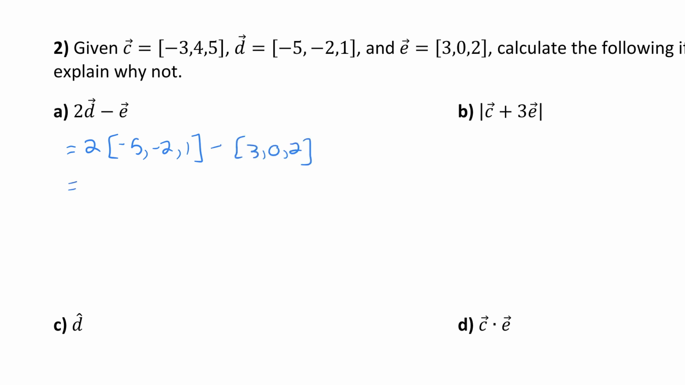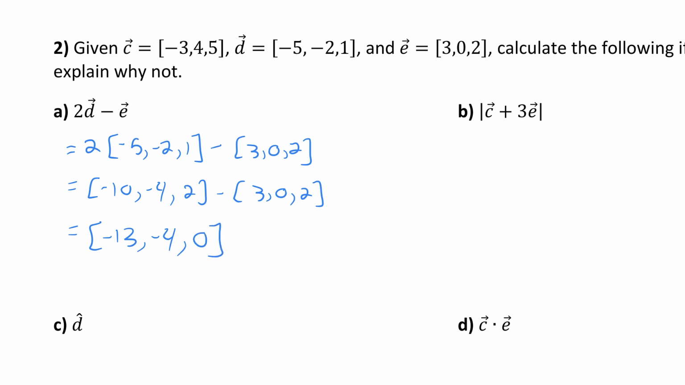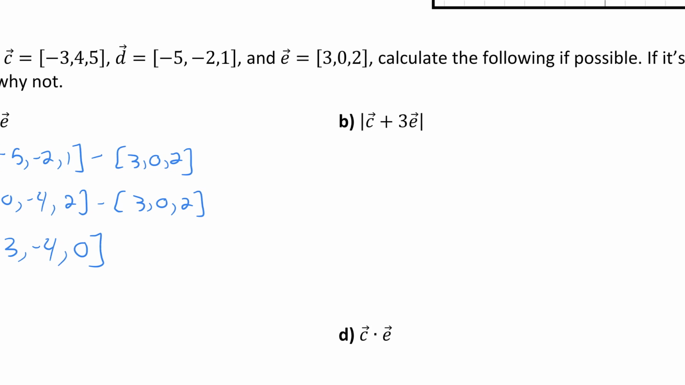Let me multiply the scalar into vector D first. That would be -10, -4, 2. And now I will subtract the vector 3, 0, 2. So I'll start by subtracting the x components. -10 minus 3 is -13. The y components, -4 minus 0 is -4. And the z components, 2 minus 2 is 0. So there's my result. Part B wants the magnitude of c plus 3e.